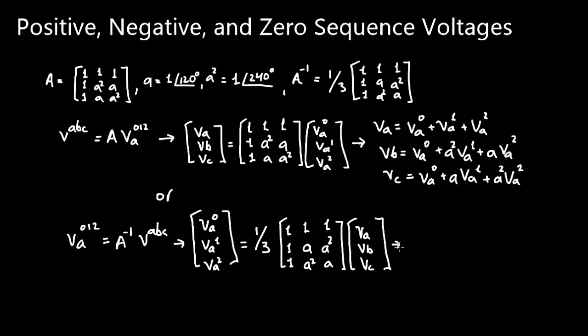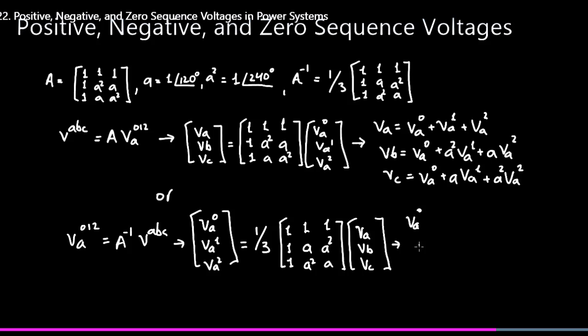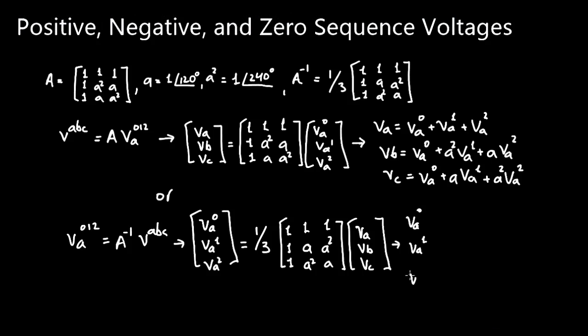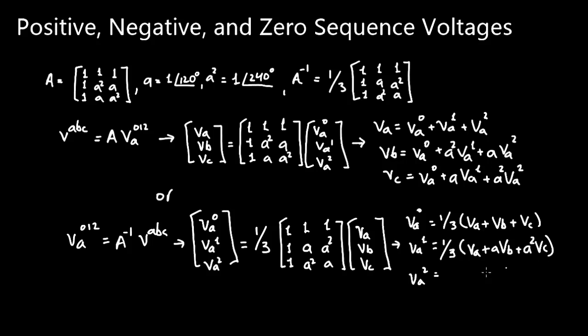And then likewise, we can just write this out. We can say that VA0, VA1, VA2 would be equal to, for the zero sequence, 1/3 VA plus VB plus VC. And then here 1/3 VA plus A times VB plus A squared times VC. And then lastly, for the negative sequence, we would get 1/3 VA plus A squared VB plus A VC.